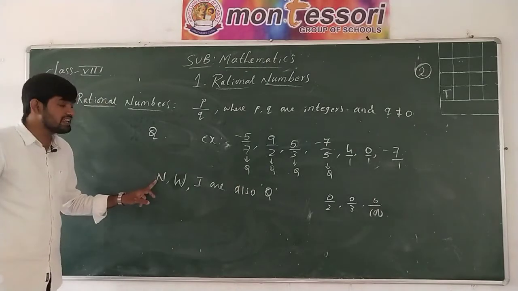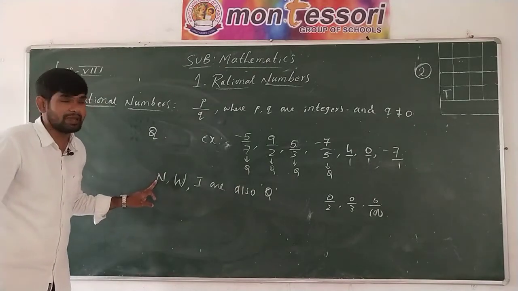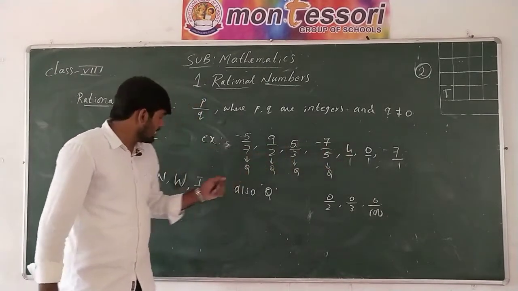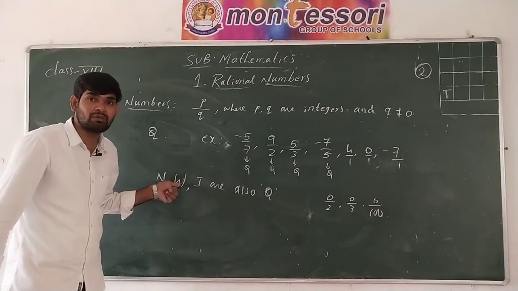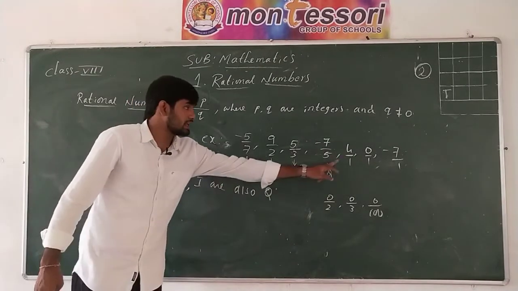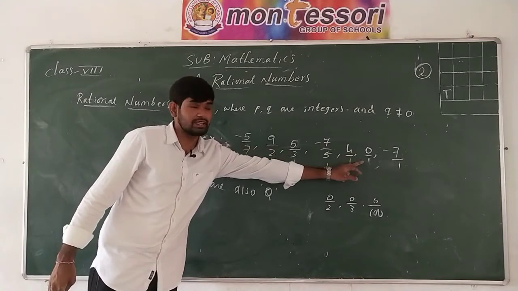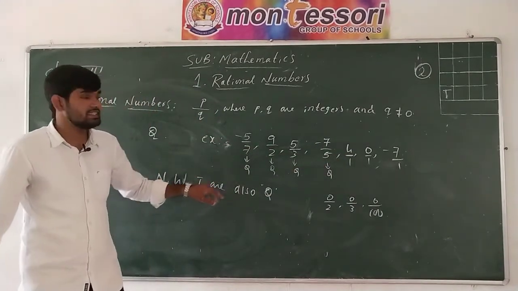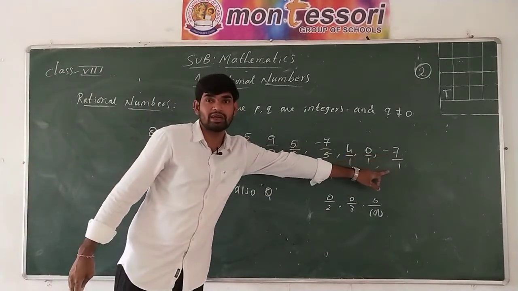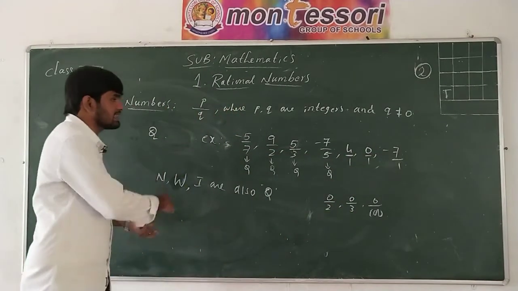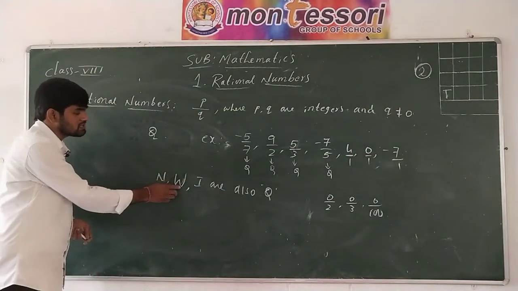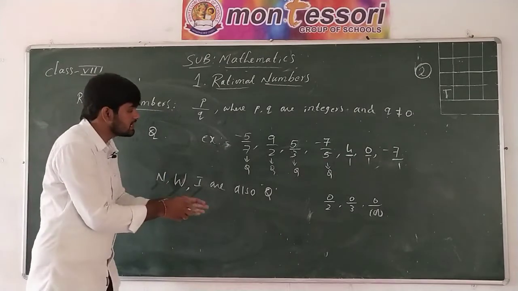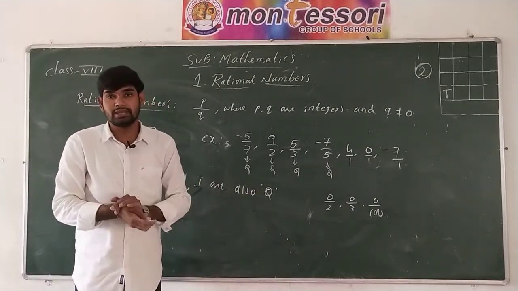Why? Because every natural number can be expressed in the form of p by q, as we saw in these examples. Every whole number we can also write in the form of p by q, because we can write 0 by any number other than 0. And what about the integers? Integers also we can write in the form of p by q by writing the denominator as 1. So from these examples we can conclude that all natural numbers, all whole numbers, all integers are also rational numbers.